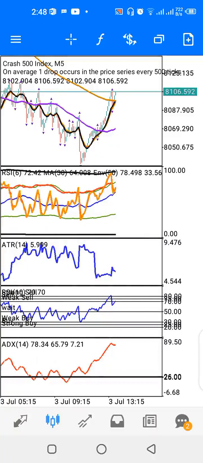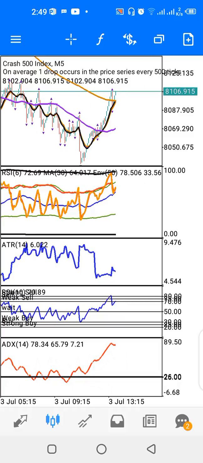Today we'll be looking at a strategy you can use to trade Crash 500 index. On my screen I have Crash 500 index and I have 5 windows.